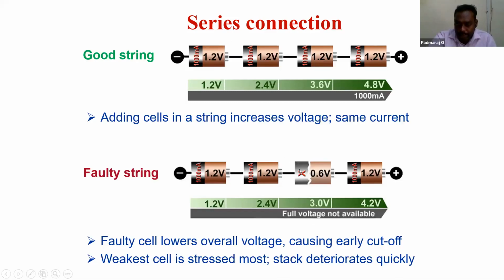This may cause failure of other batteries also. Here 1.2, here 2.4 volt, and here only 0.63 volt, so we won't get the full voltage. This is the faulty case. A faulty cell lowers the overall voltage, causing early cutoff. The weakest cell is stressed the most and the stack deteriorates quickly. So we have to find the non-working batteries and replace them quickly, otherwise it will cause failure of other batteries also.